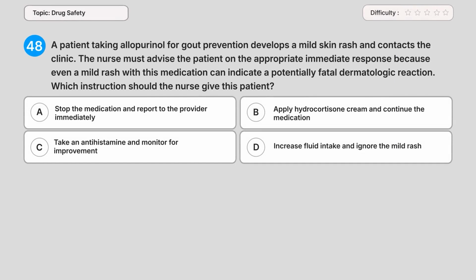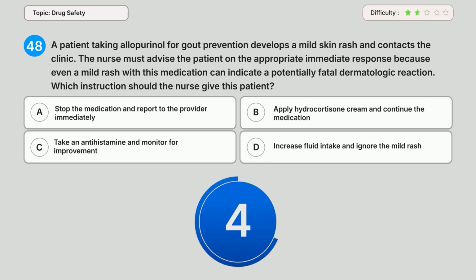48. A patient taking allopurinol for gout prevention develops a mild skin rash and contacts the clinic. The nurse must advise the patient on the appropriate immediate response because even a mild rash with this medication can indicate a potentially fatal dermatologic reaction. Which instruction should the nurse give this patient? A. Stop the medication and report to the provider immediately. B. Apply hydrocortisone cream and continue the medication. C. Take an antihistamine and monitor for improvement. D. Increase fluid intake and ignore the mild rash. Can you guess the answer?